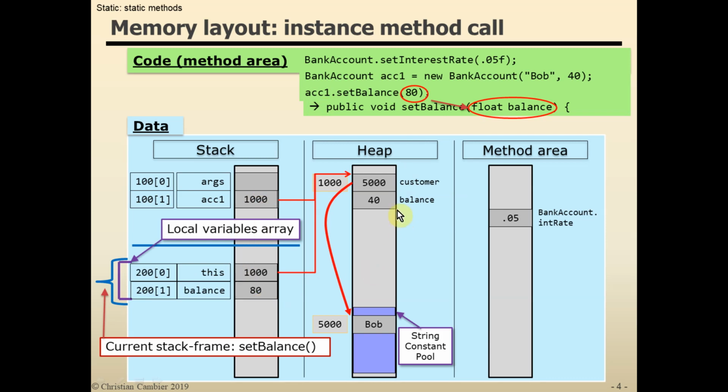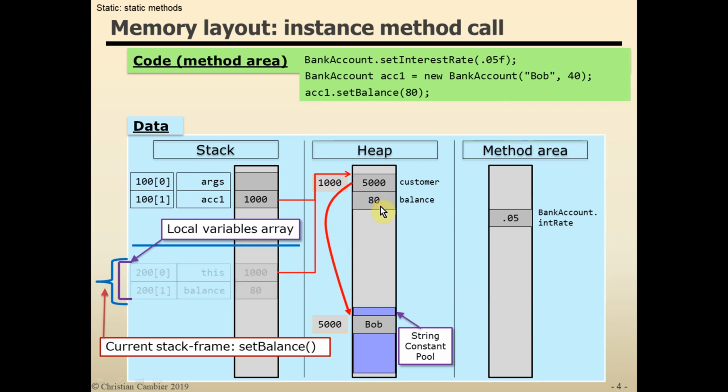Now, accessing the balance property, which is part of the object on the heap, can only be done via the this pointer, using the this dot syntax. When executing the statement, the value of the parameter is assigned to the balance of the object, this.balance. The method has finished and we return to the main method.